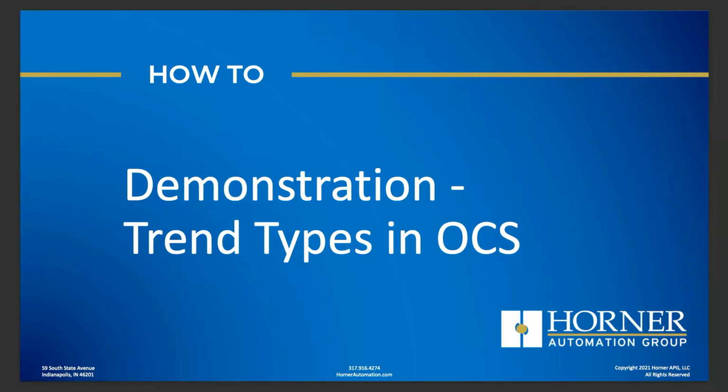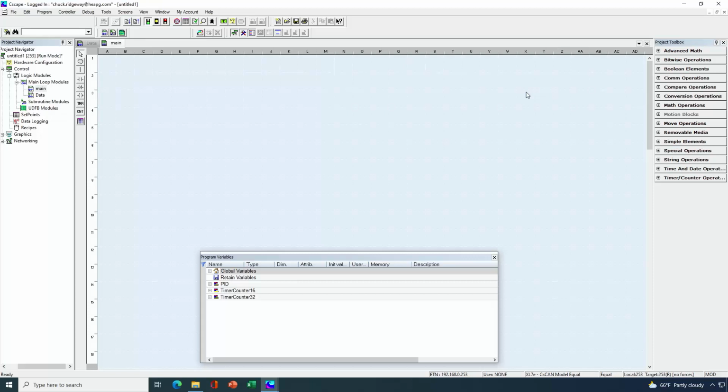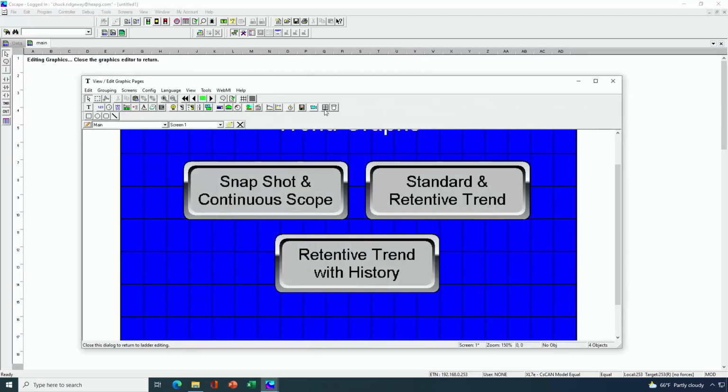Okay, next we're going to do our demonstration of the different types of trend graphs in the OCS. So let's go ahead and start in Seascape. Now what I have done here is I have created a project where I'm showing you basically the different types of trend graphs in the same demo project. So I'm here in Seascape. Trend graphs are part of the graphical features in the OCS, so you need to go to the graphics editor.